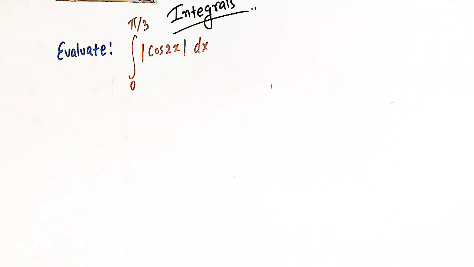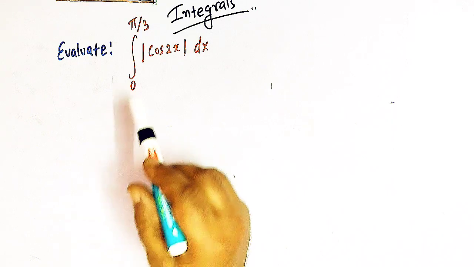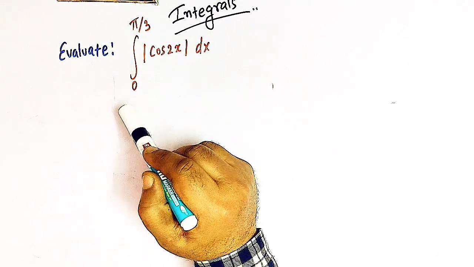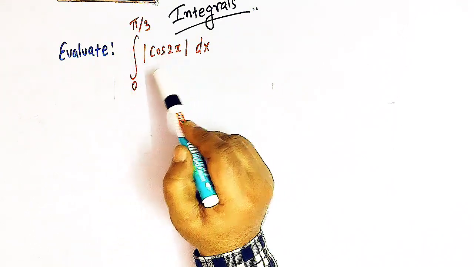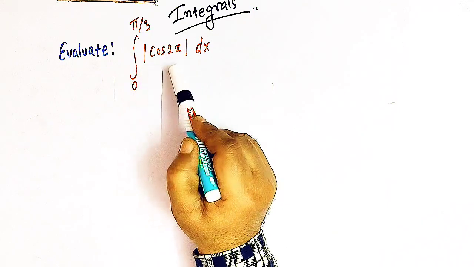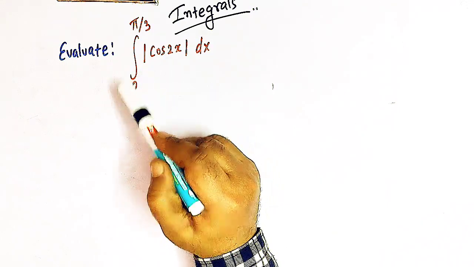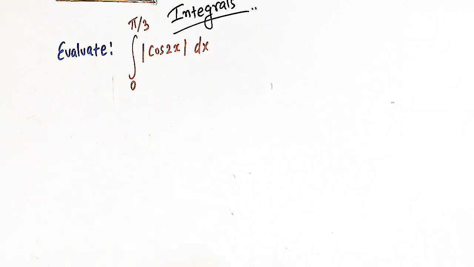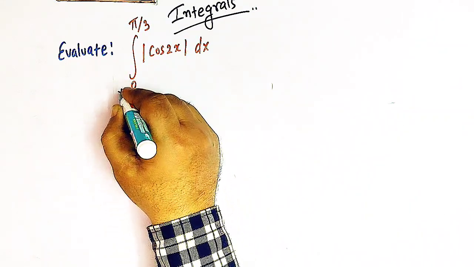Hello viewers, in today's session we are going to discuss a very important problem from definite integrals involving the absolute value function of cosine x. Here we have to solve this integral in which the integrand is mod of cosine of 2x, and the limits of integration vary from 0 to pi by 3.